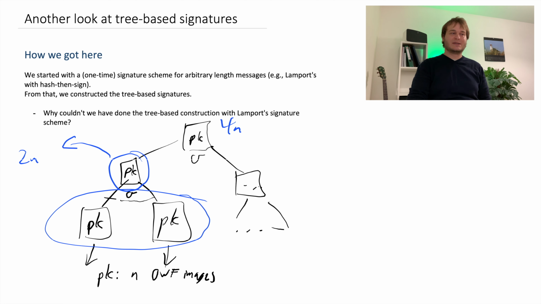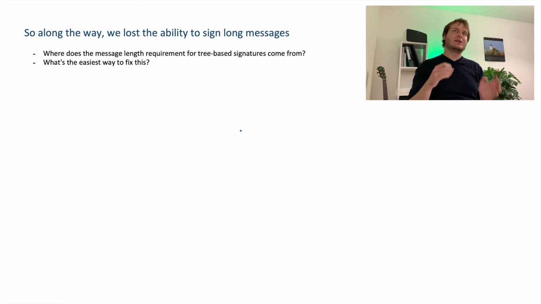So that's why we use this hash-then-sign thing, in order to make sure that our public keys could always just have n one-way function images. And with that, we could sign as many bits as we wanted. Okay, but now if we think about this, we started with this hash-then-sign signature scheme, and essentially we were able to sign messages that were as long as we wanted them to be. But somehow along this way of coming up with these tree-based signatures, we lost this ability of signing arbitrarily long messages. Now the message space, also the length of messages we can sign with tree-based signatures, is n.